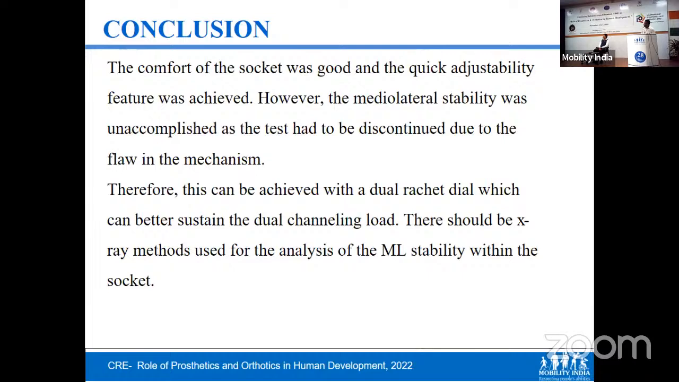The conclusion of my study was that the comfort of the socket was good, and the quick adjustability feature was achieved. However, the medial lateral stability was unaccomplished as the test had to be discontinued due to the flaw in the mechanism of the ratchet dial. Therefore, this can be achieved with a dual ratchet dial, which can better sustain the dual channeling load. And some X-ray methods should be used to analyze the ML stability within the socket.